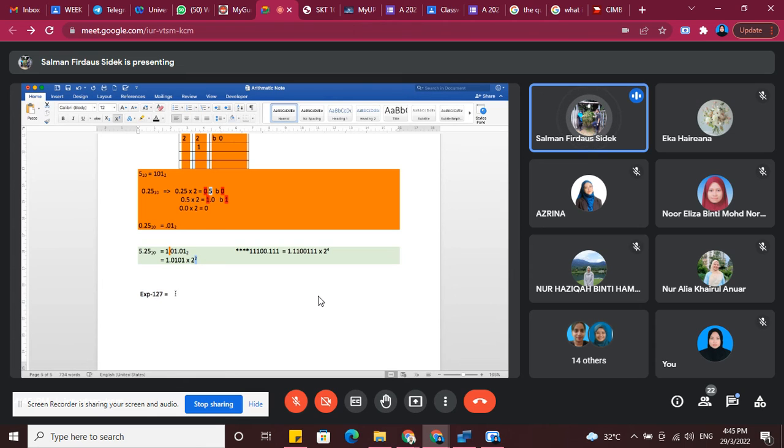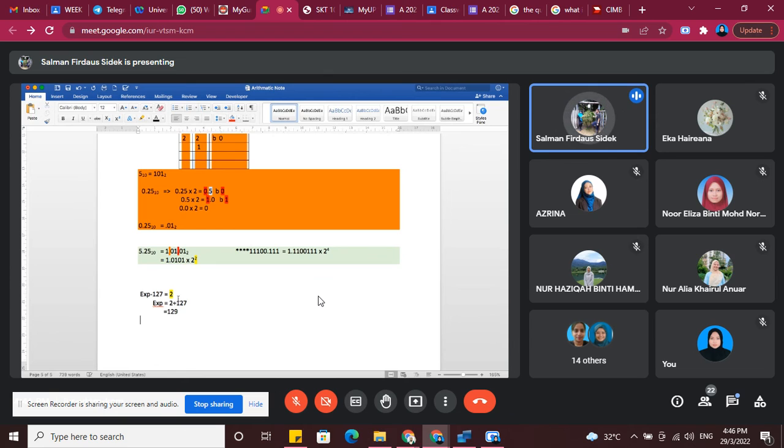Saya ambil warna yang sama supaya awak tahu dekat mana saya ambil ni. So equal to 2. Blue. So this one is blue. Yellow lah baru nampak. Yellow and yellow. This one is red. Okay, so from here, exponent is equal to 2 plus 127. Kita akan dapat 129.